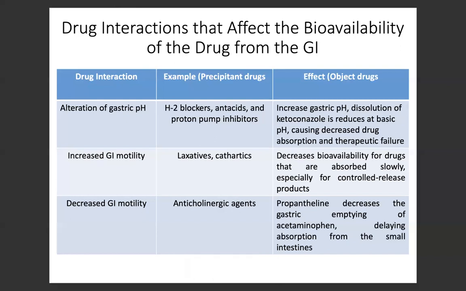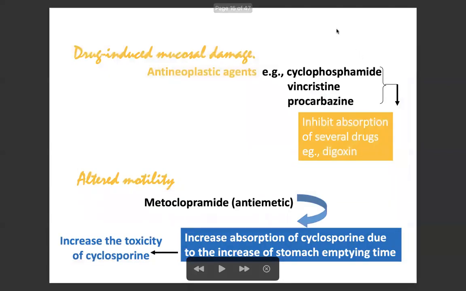Thereby delaying absorption from the small intestines. Again, propantheline decreases the gastric emptying of acetaminophen, delaying absorption from the small intestines. So for drug-induced mucosal damage, an example would be your antineoplastic agents like cyclophosphamide, vincristine, and procarbazine. So drug-induced mucosal damage will inhibit absorption of several drugs like your digoxin.